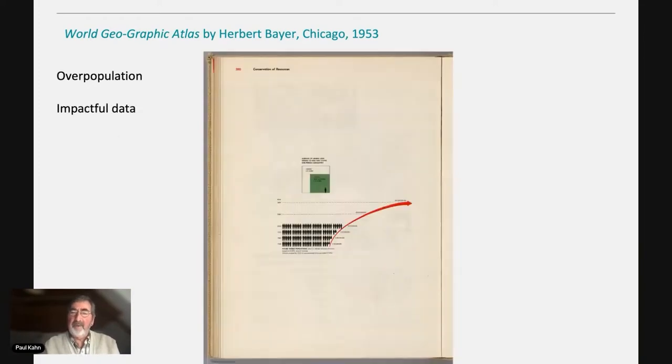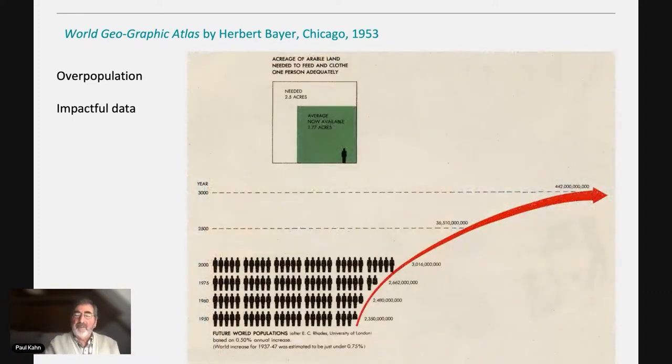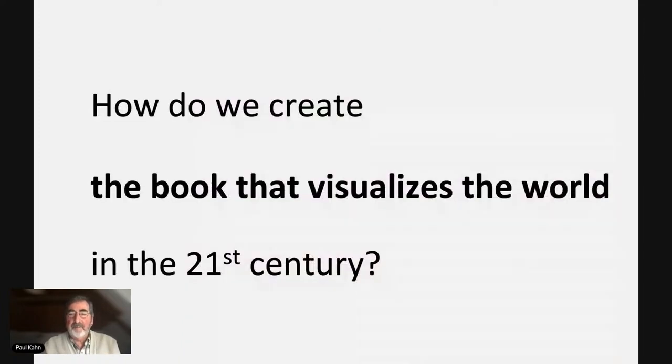And he also really focuses on the idea of impactful graphics, impactful data. So at the very end of the book, this last page of the book, he's trying to get across the idea that overpopulation is really the thing that is most dangerous at the end of the Second World War period.